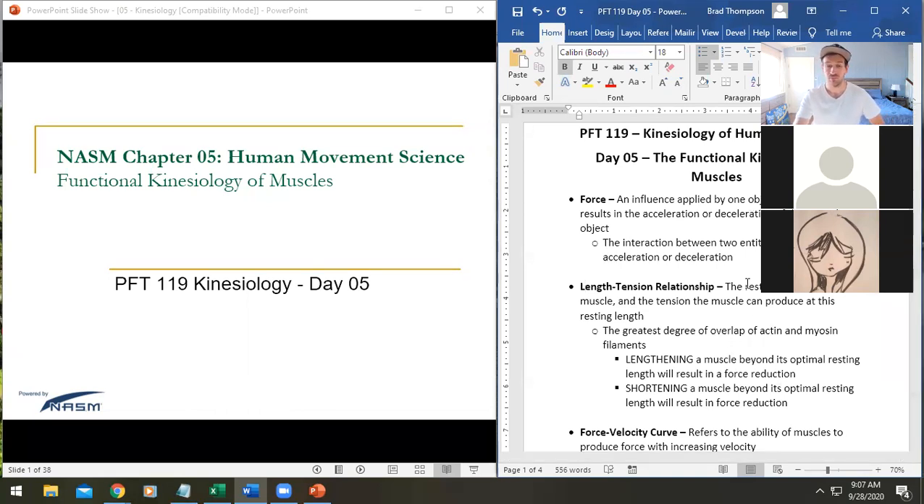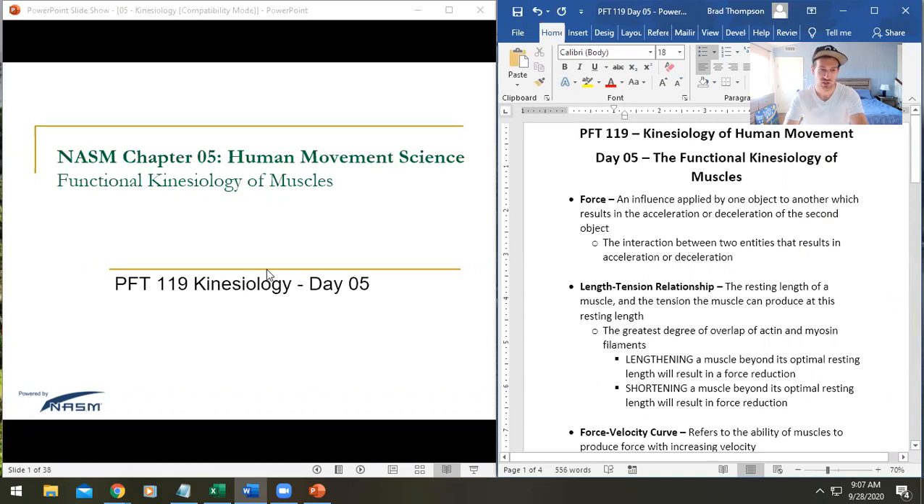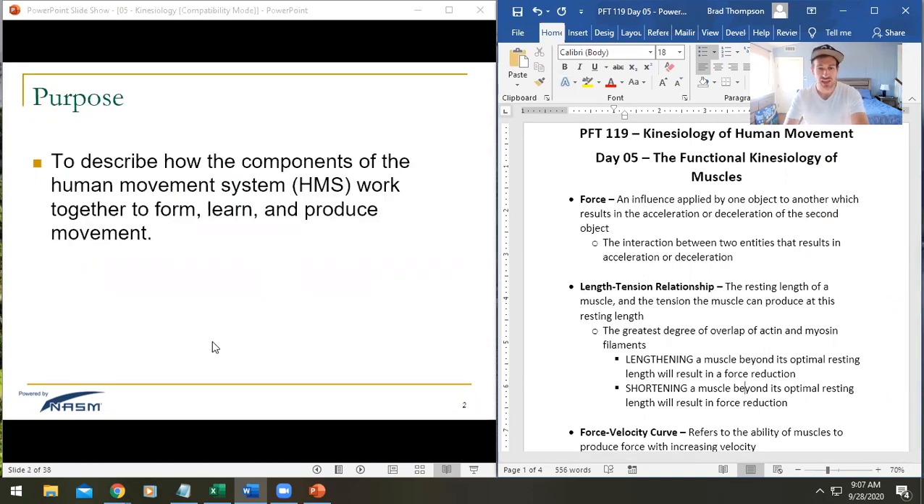All right. Here we go. So this is a fun one. This is a fun and kind of easy one, because today we really are talking a lot about how the movement actually occurs. So the purpose of today, we are looking at the components of the human movement system and how they all work together to perform, learn, and produce movement.